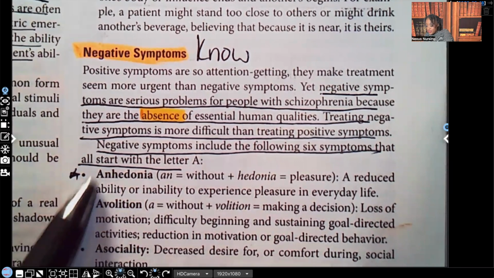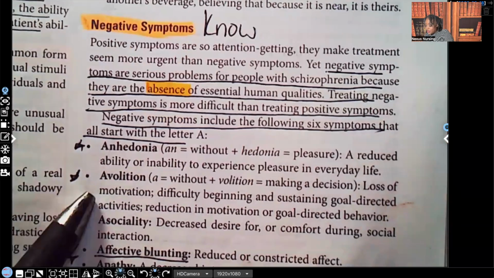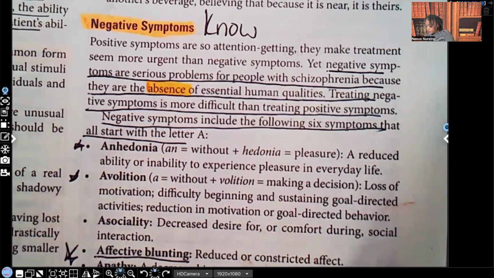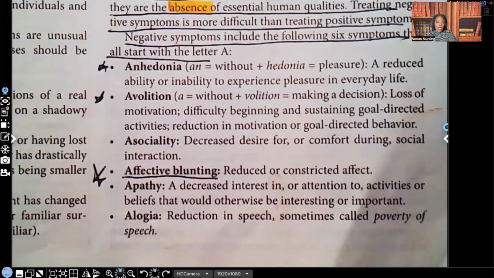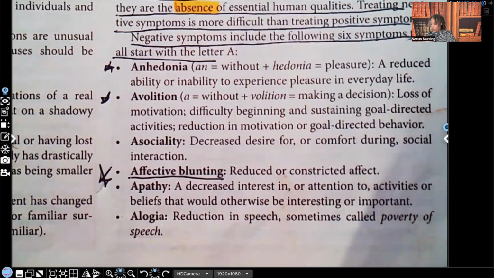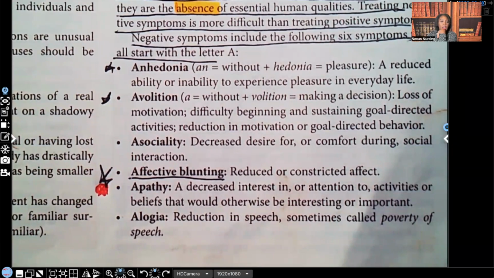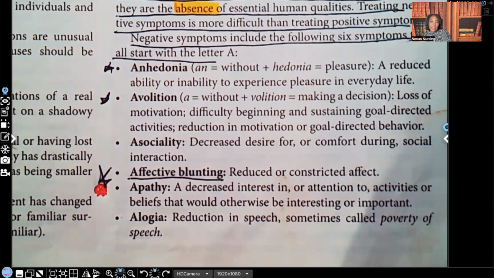So they all start with A. Anhedonia, not having pleasure in things you should have pleasure in, or not having pleasure in things that you used to have pleasure in. Avolition, loss of motivation, can't make decisions. Affective blunting, reduced or constricted affect. Okay, and you guys see all the other ones. I don't know why I didn't put a star next to apathy, because apathy shows up a lot as well. Apathy, that's a decreased interest in or attention to activities that used to be important. Nothing makes them happy, nothing, they just have that flat affect. So make sure you guys know those 6 A's.